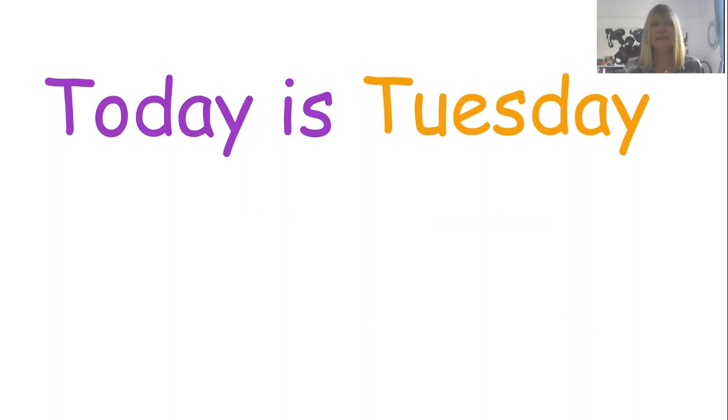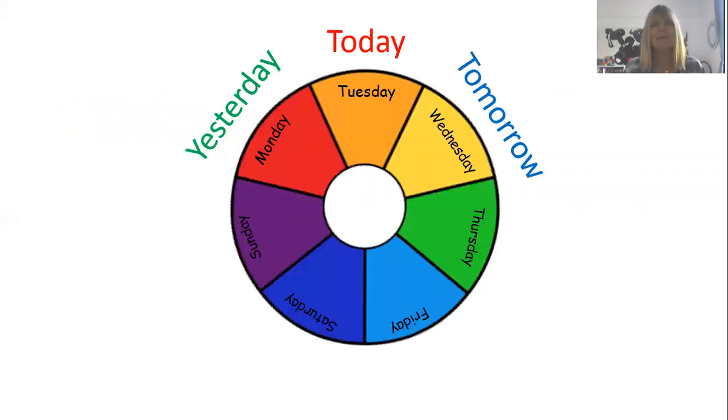Well done. I've got a little picture to show you of a circle with the days of the week in, and you can see that we've got green writing on the left that says yesterday was Monday. Then we've got red writing for today, and just as we thought, today is Tuesday. And the blue writing on the right-hand side says tomorrow, and that tells us that tomorrow is going to be Wednesday.